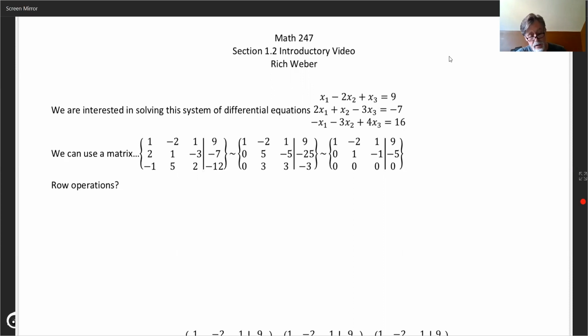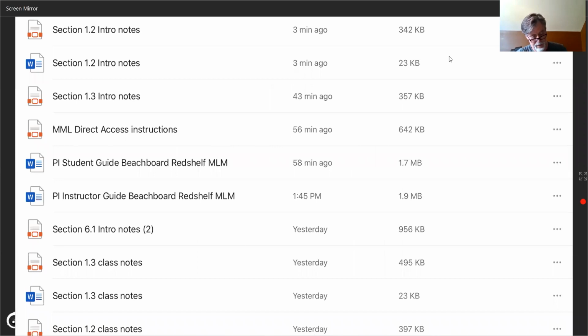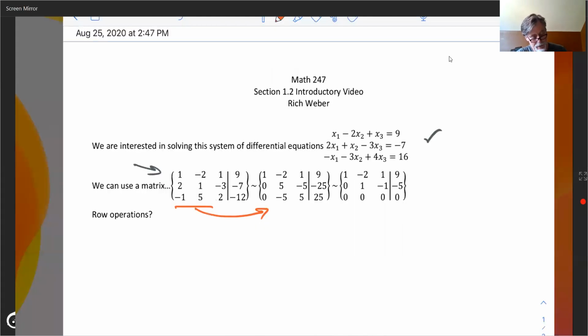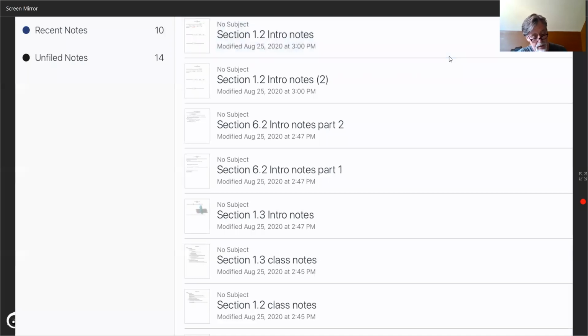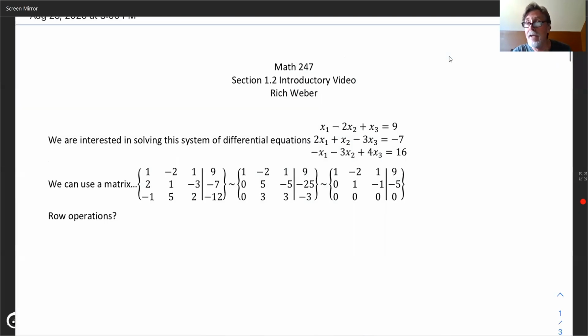So basically, once again, what we're doing is taking a system like this and turning it into an augmented matrix. And then we're taking the augmented matrix and using row operations to get it into what we are calling reduced row or row echelon form.